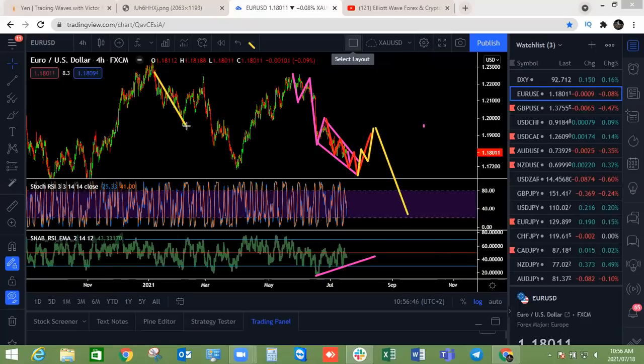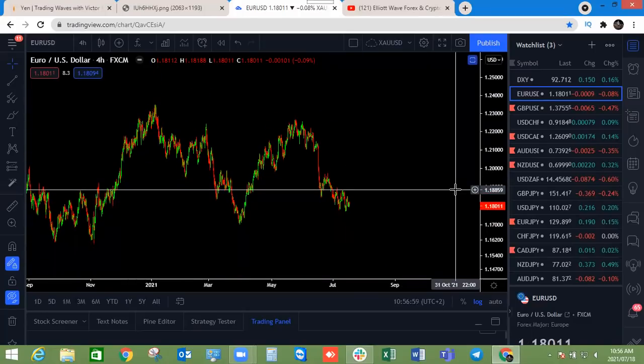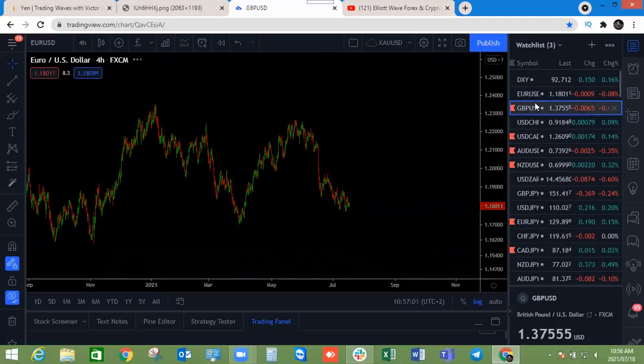The structure will still be similar to what you have on the DXY: 3 waves down, 3 waves up, and 3 waves to the downside. Exactly the same structure that we're expecting. So that is Euro US dollar and the DXY looking very clear. All right, so let's go through the rest of the pairs here.